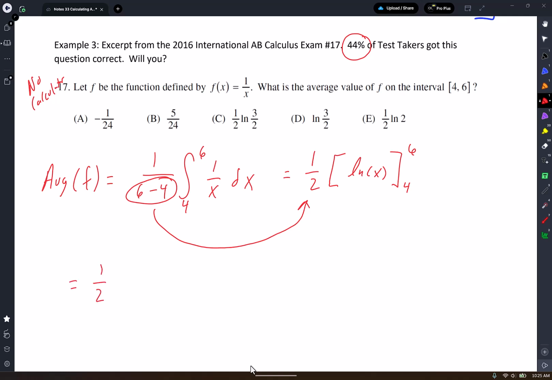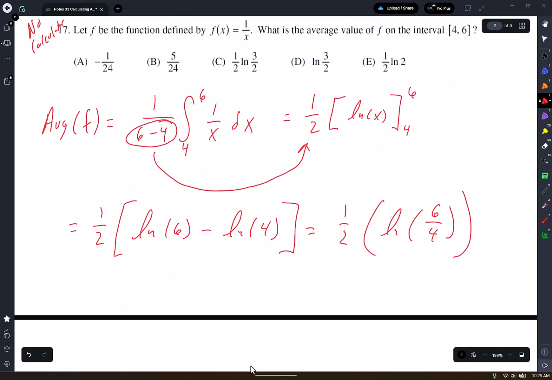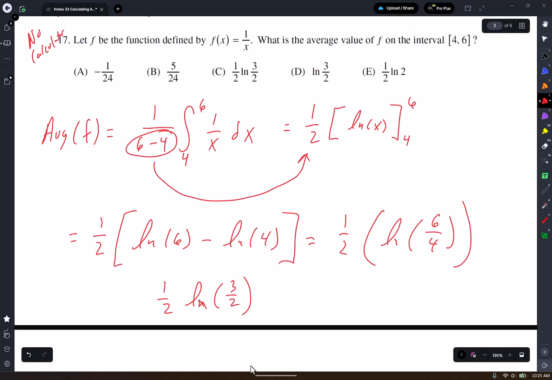So here it is. 1/2, leave it alone. Bracket, ln, upper minus lower, ln of 6 minus ln of 4. You are done. Now it's just see if you can do algebra properties. So this is 1/2, big parenthesis. And since I have a minus, this is going to be ln of 6 over 4. Initially, you don't see it in there, but this reduces. 6 over 4 reduces. So 1/2 ln of 3 over 2. So what's the answer? C.